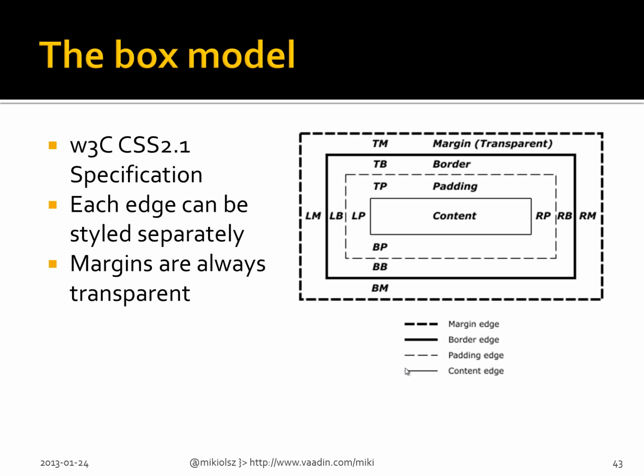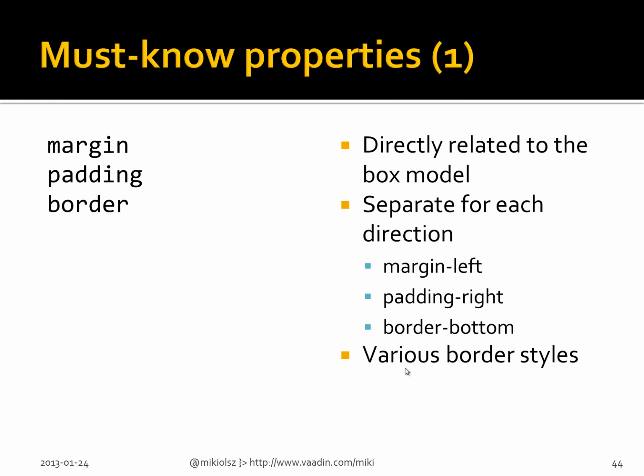How the styling works is it's based basically on the box model, meaning that a content has its own box, then we have a padding box, then there is a border, and there is a margin around that. Must know properties: margin, padding and border. These allow you to specify the box model properties. And there is a number of predefined border styles, so it can be a solid line, a dashed line, a dotted line, a double line.